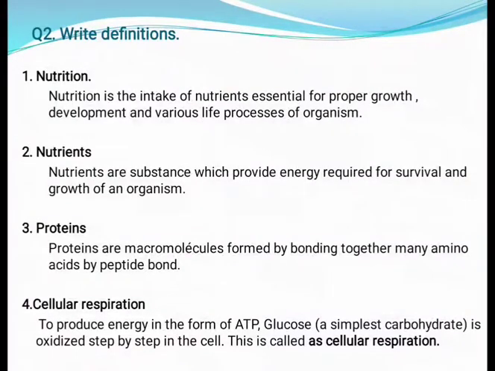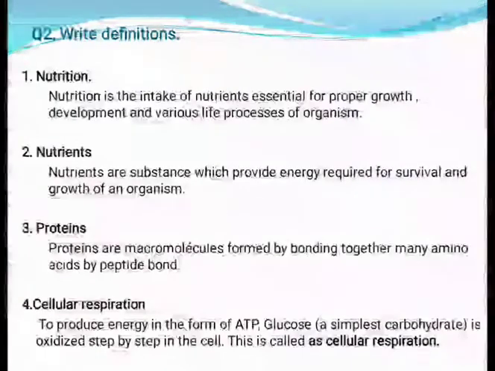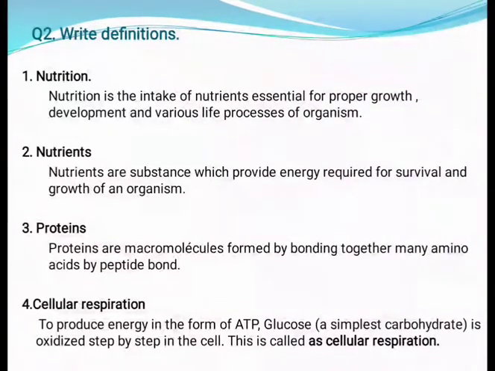Question number 4, cellular respiration. To produce energy in the form of ATP, glucose is oxidized step by step in the cell. This is called cellular respiration. Okay, so let's see what oxidation of glucose means.